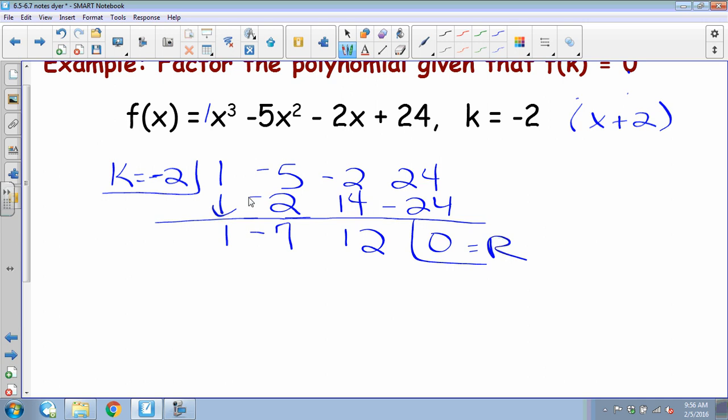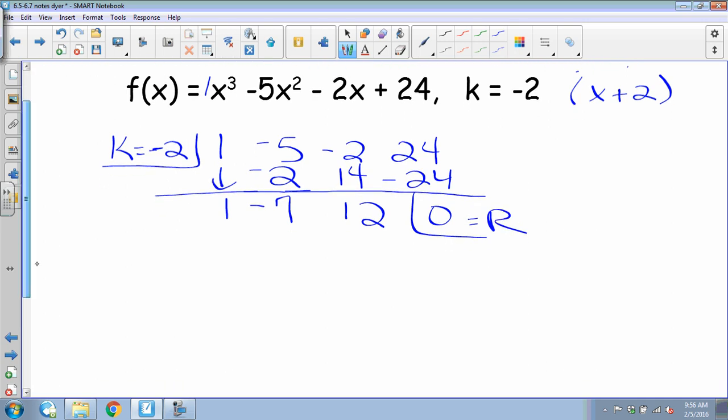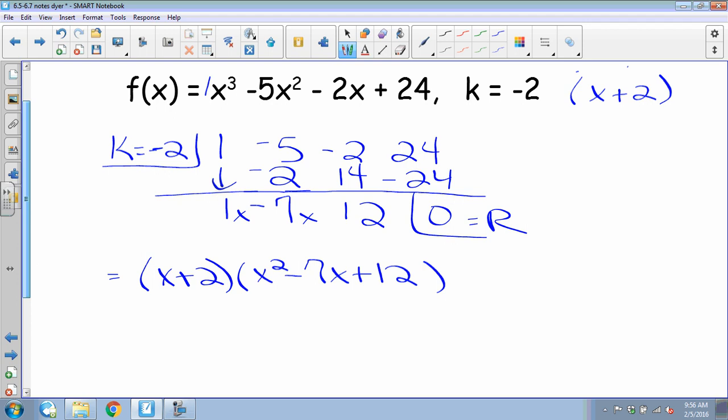So, our first factor was x plus 2. Now, our second factor is 1x squared minus 7x plus 12. They want us to factor this completely. I'm done with the division now. I can factor that. That's a trinomial. Okay. AC method.